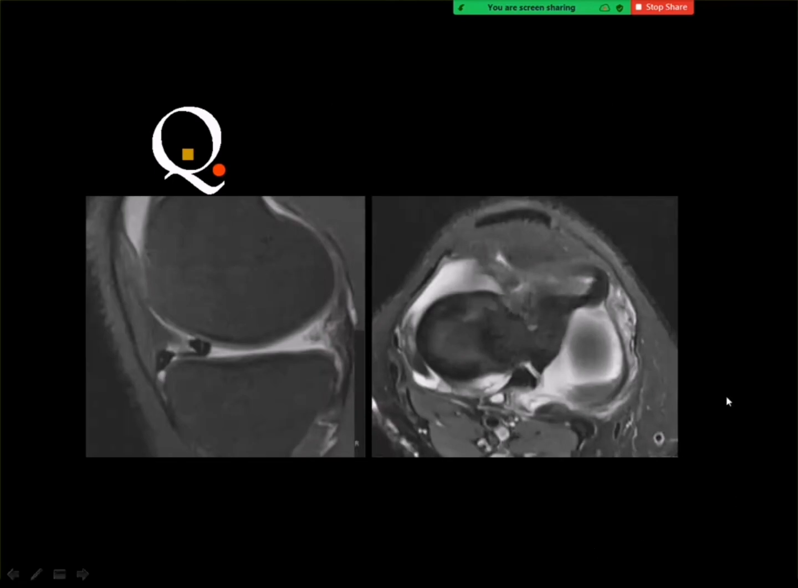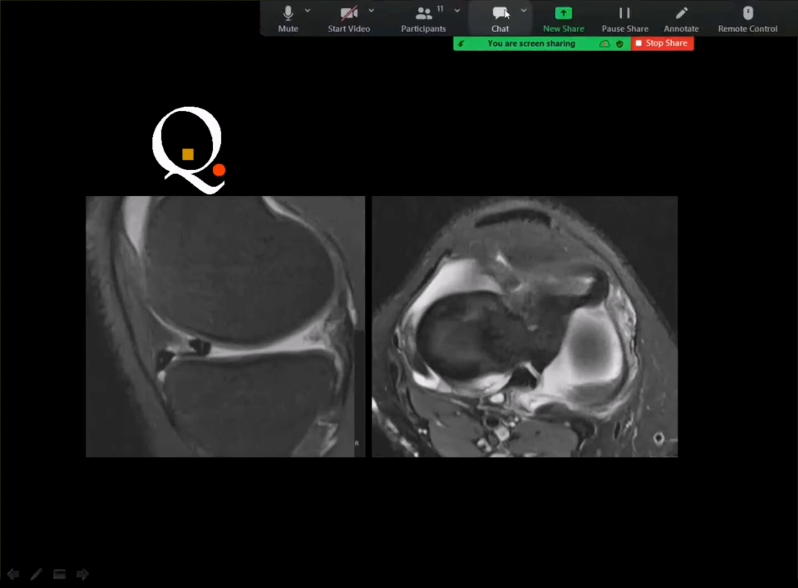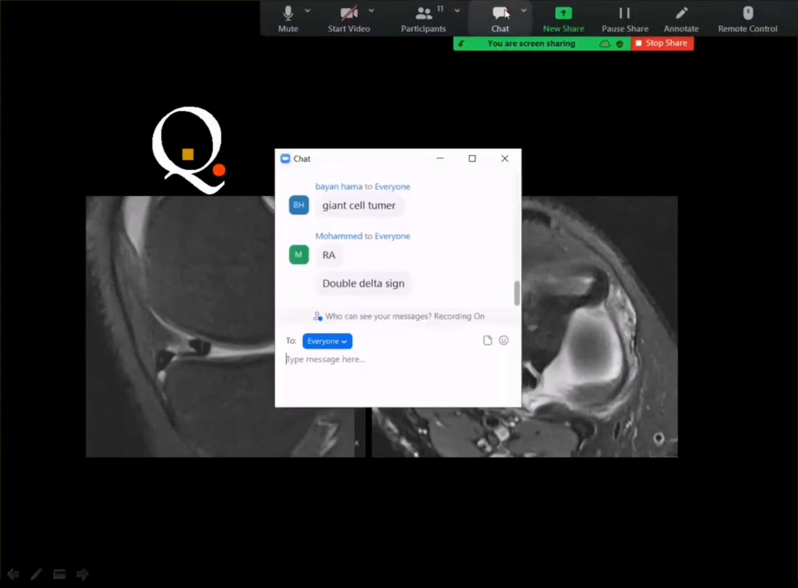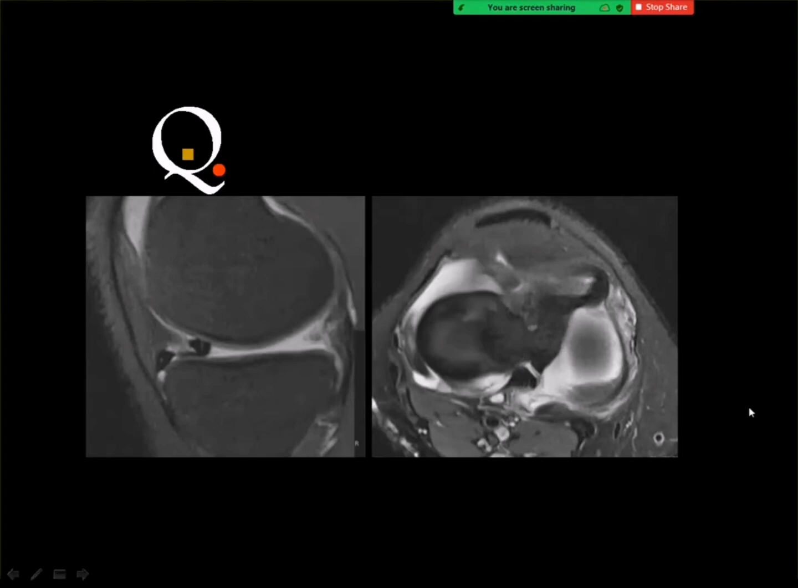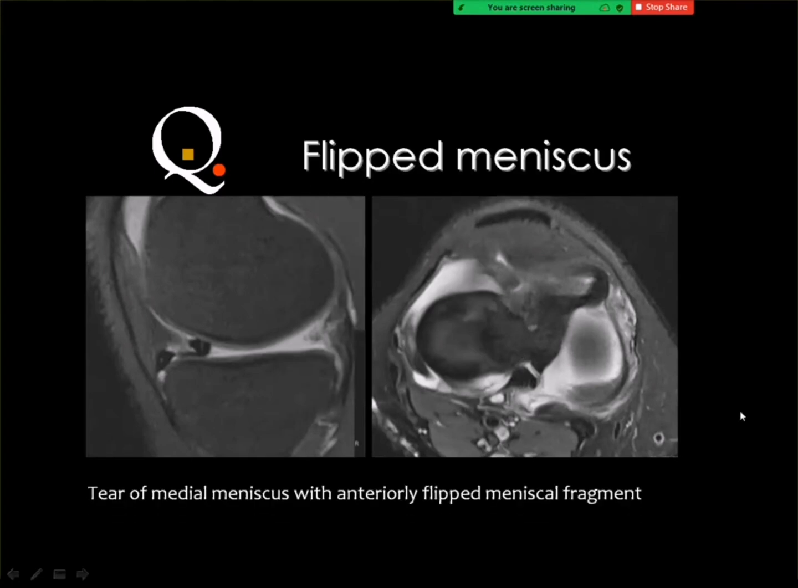The next case is an MRI of the knee, sagittal STIR, axial STIR. Yes, double delta sign, which means the bucket handle tear of the posterior horn of the lateral meniscus, or what is known as flipped meniscus. You do not see the posterior horn of the lateral meniscus.